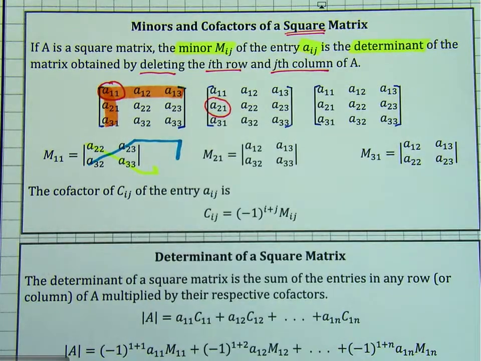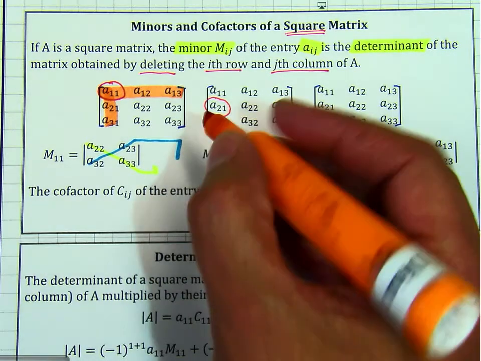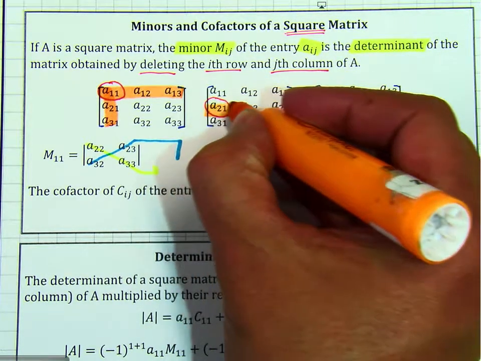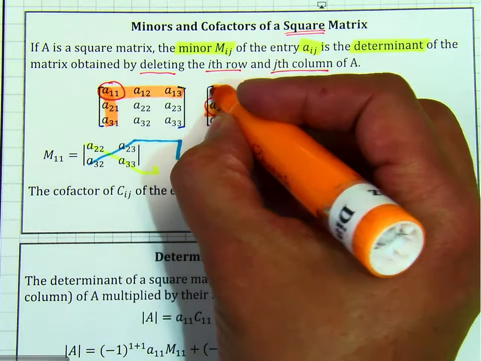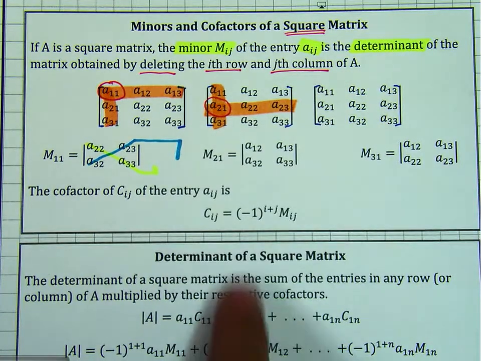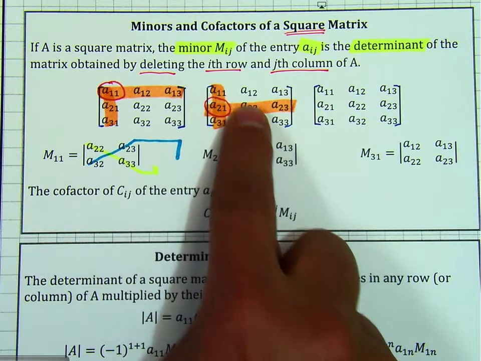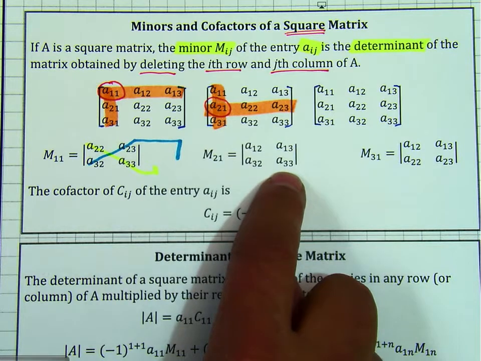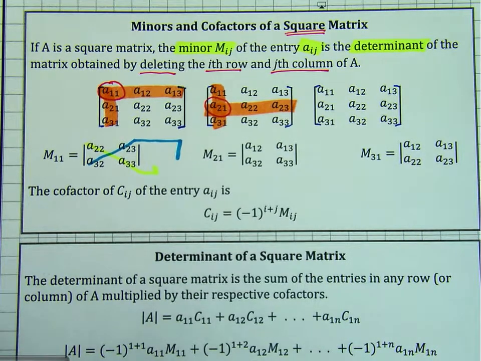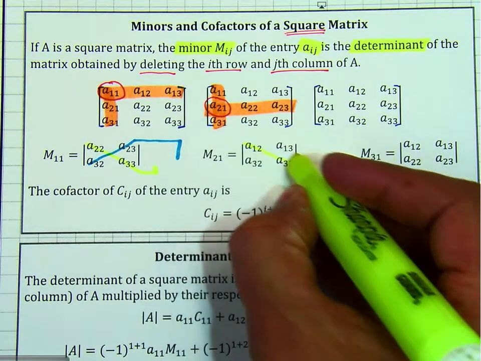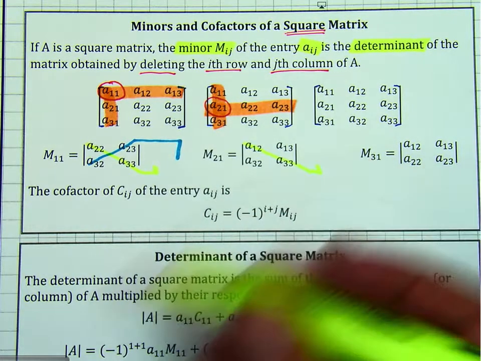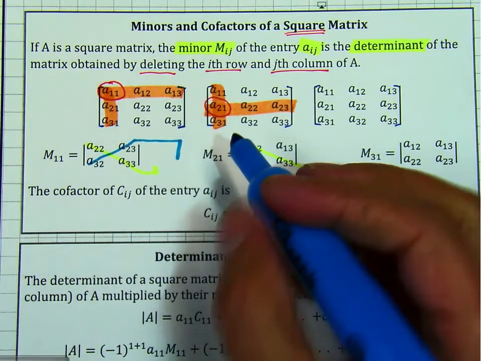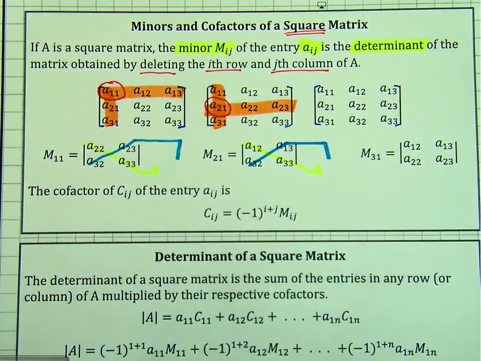And once again, I'm going to delete the row and the column. So I'll delete the row and column where that number is located. And what I end up with is A12, A13, A32, A33. Then I am going to remember that we have the 2 bars, so that indicates that this is the determinant. And I'll go through the same process to calculate the value. It's going to be a number.